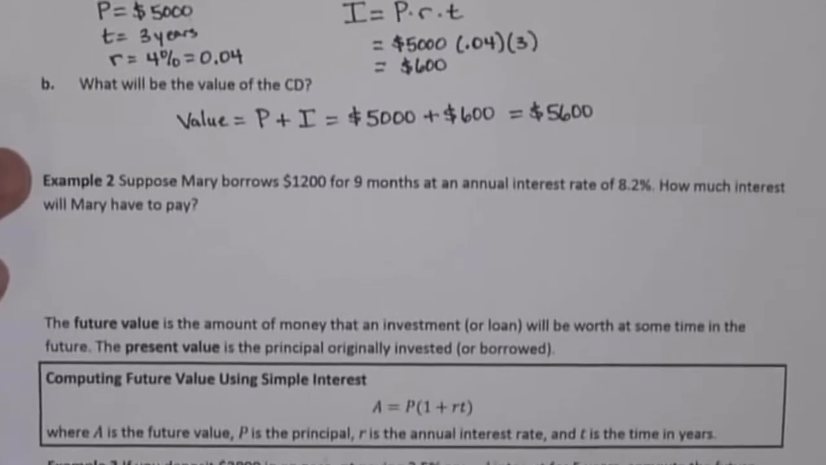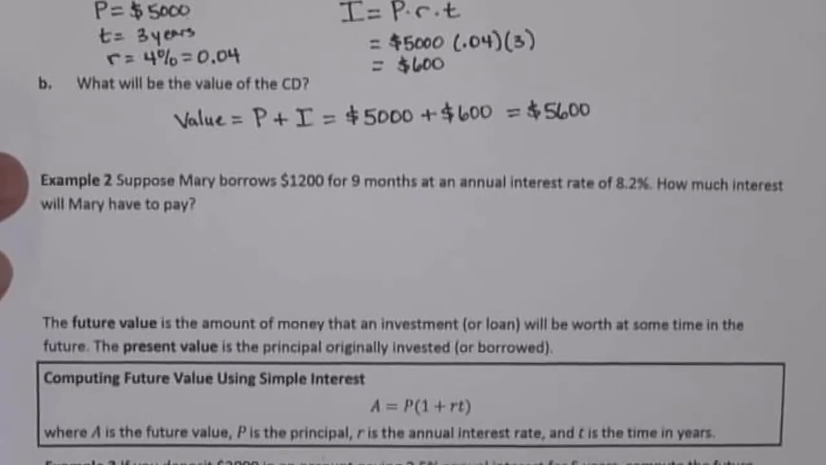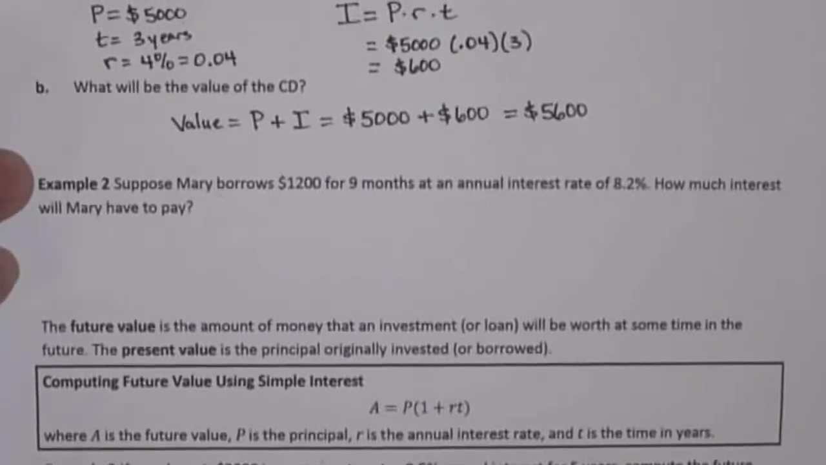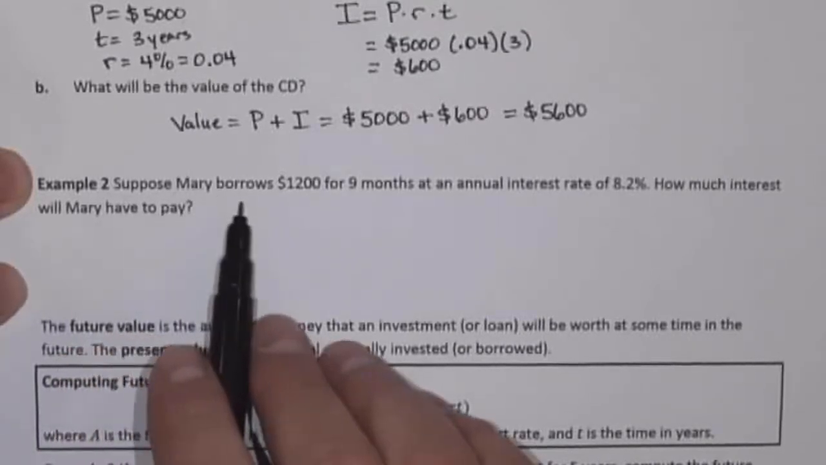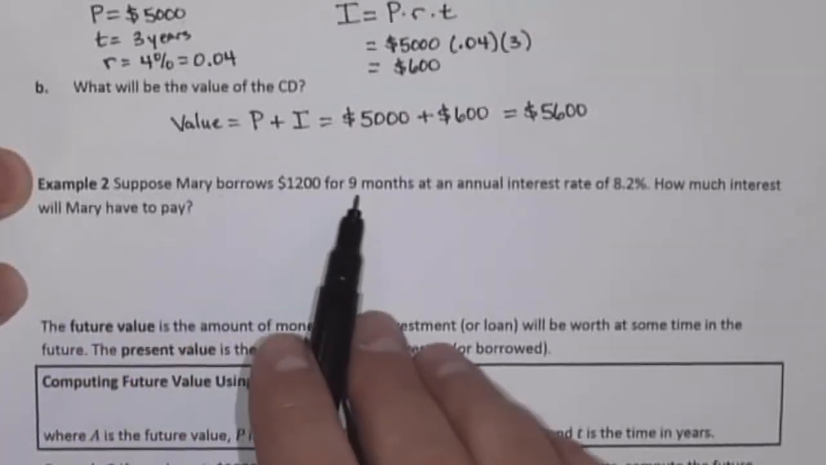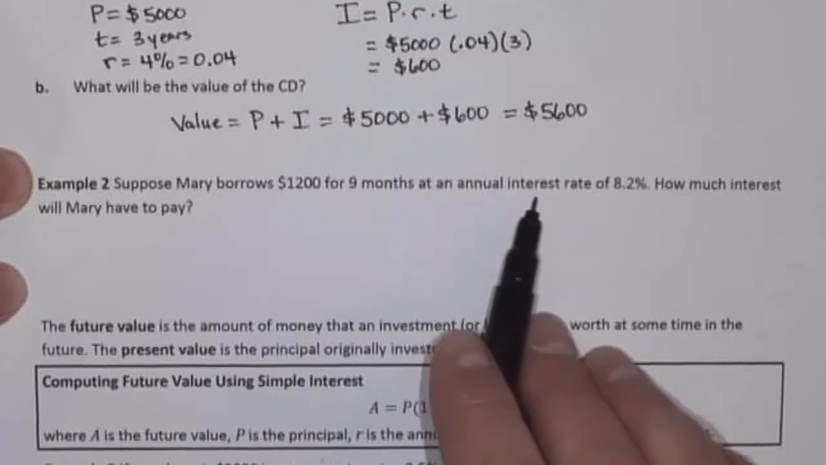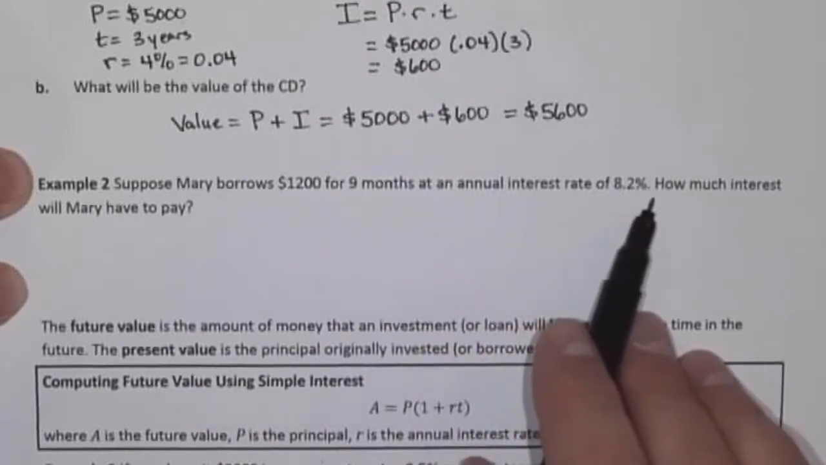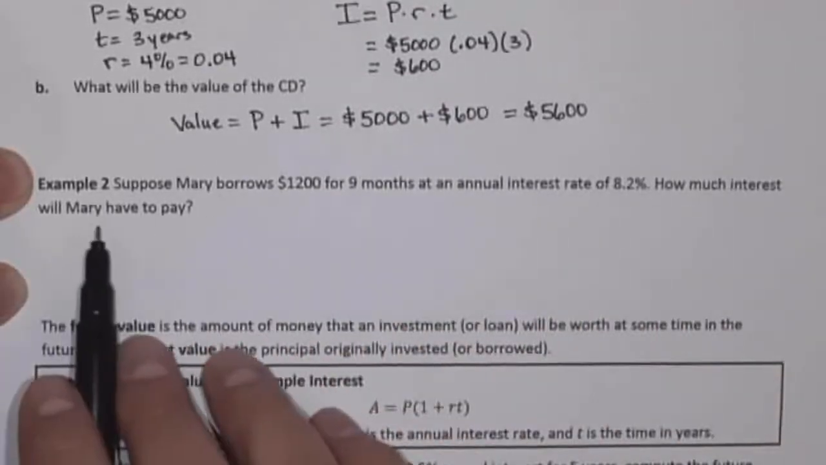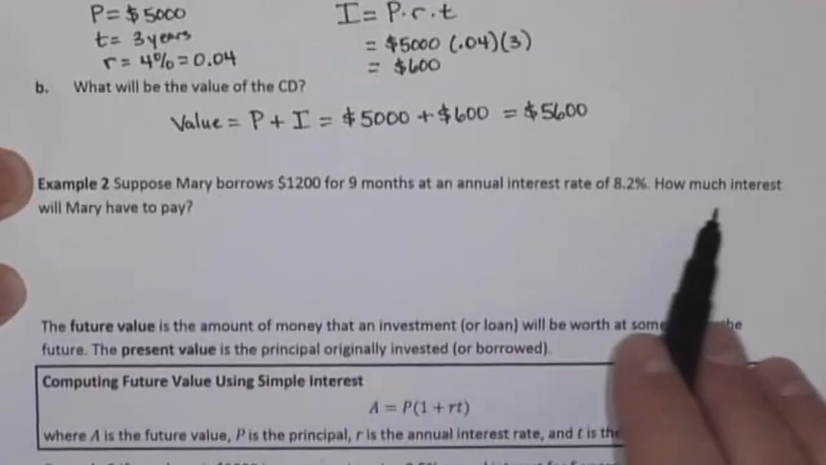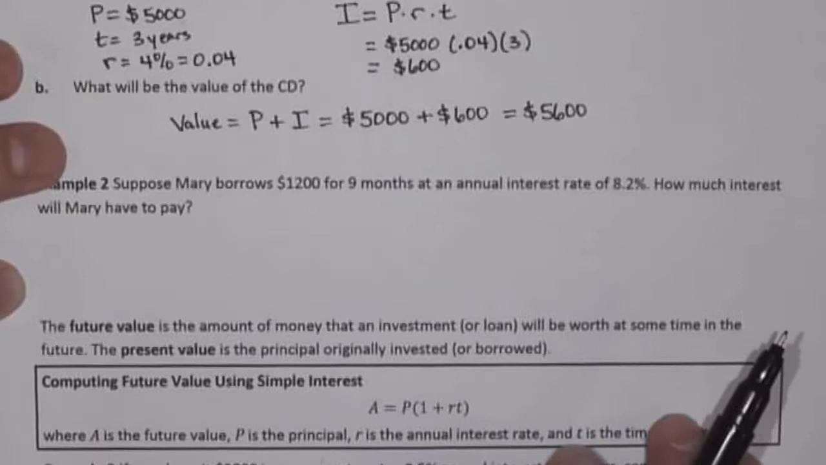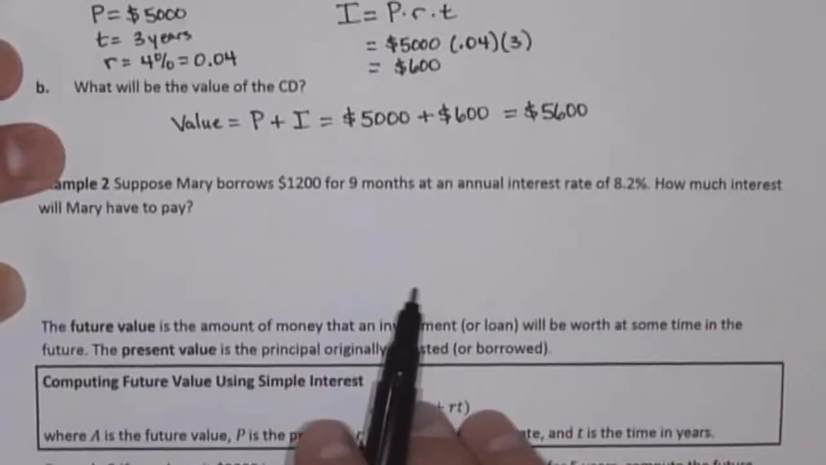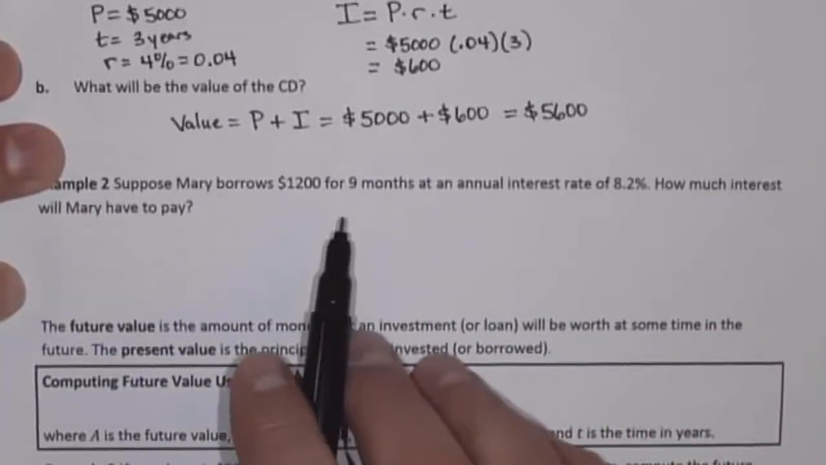Look at example 2. So in example 1, we were investing, but in example 2, we're borrowing. So suppose Mary borrows $1,200 for 9 months at an annual interest rate of 8.2%. How much interest will Mary have to pay? Again, we're talking about simple interest in this particular problem. So pretty similar to what we did previously, with one catch.